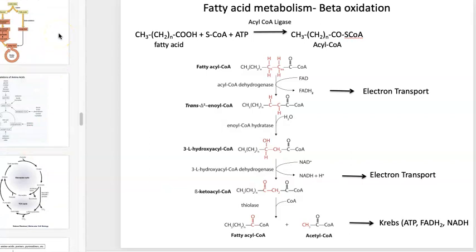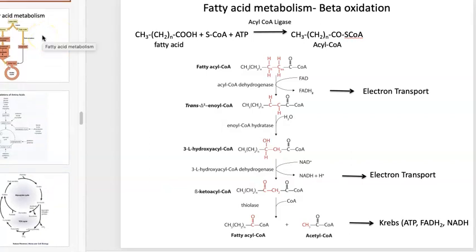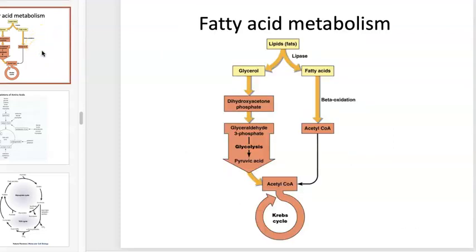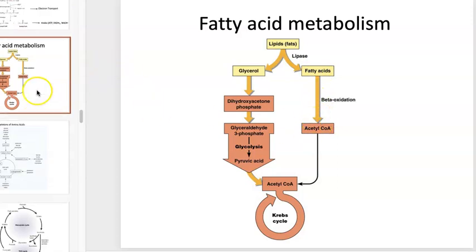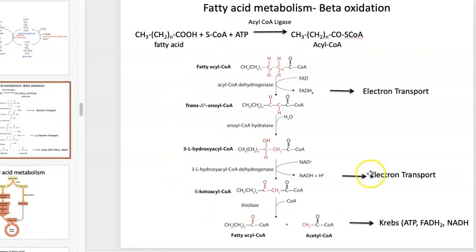And so fatty acid metabolism is extremely awesome for generating energy. Here you're looking at fatty acid metabolism scaled out. So here are your lipids, and then a lipase will chop those lipids into glycerol and fatty acids. Now the fatty acids, as I showed you, can go through the beta oxidation pathway shown here to make acetyl-CoA.